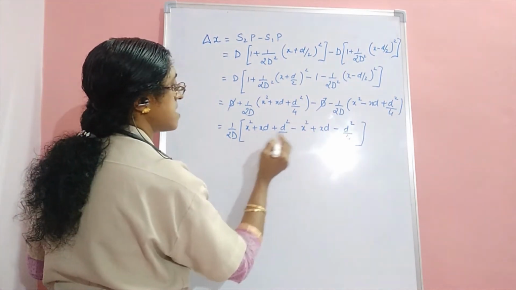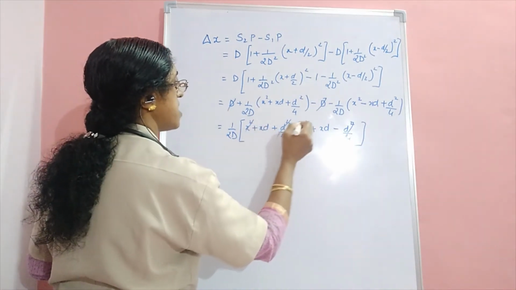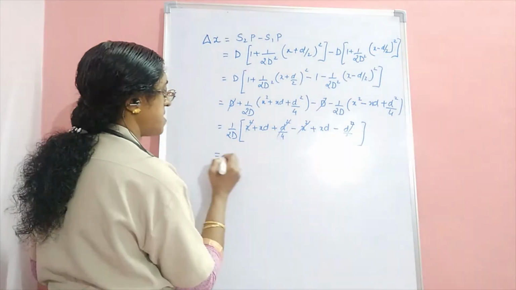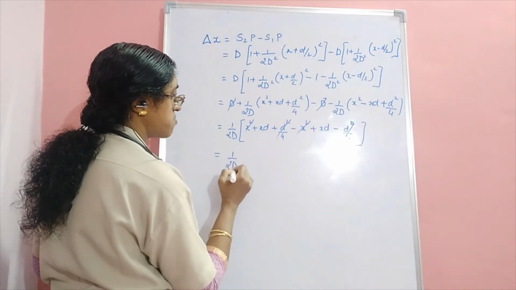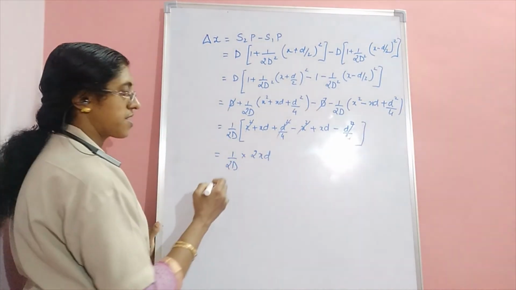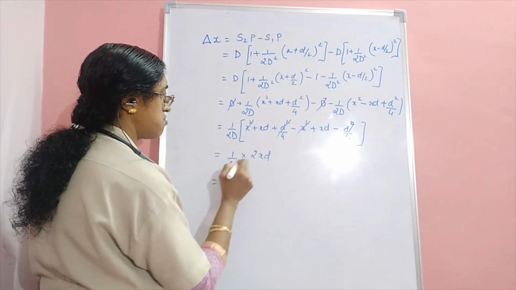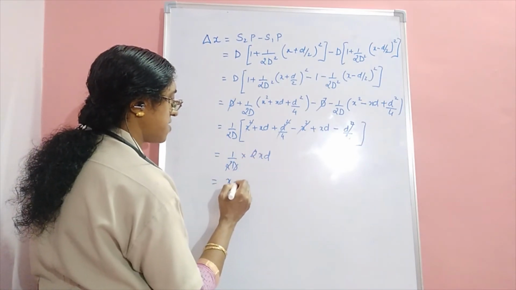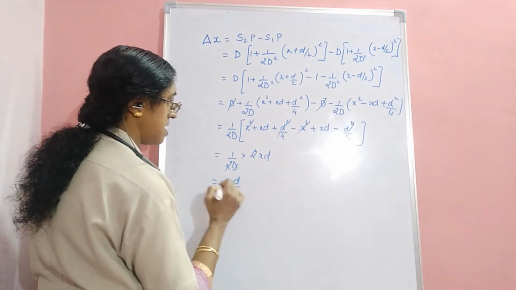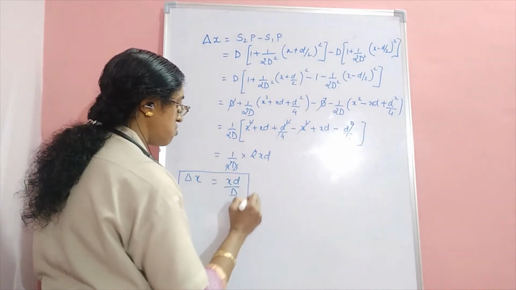Now again cancelling, d square by 4, x square. So what are we left with? 1 upon 2d into 2xd. That is, 2 gets cancelled. You are left with xd by D. This is the path difference between the two waves.